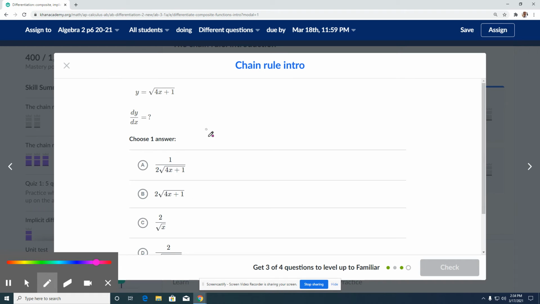Okay, chain rule again. So we got our y is equal to, I'm going to go ahead and rewrite this since we have a square root. That's going to be 4x plus 1 to the 1/2 power. Okay, so what's the outermost one? What's the peeling the onion? What do we do first? It's the 1/2 power times the derivative of the inside.